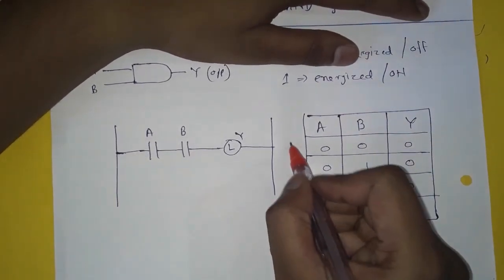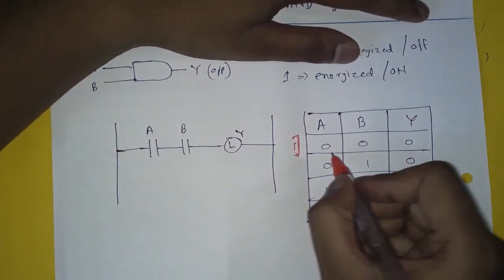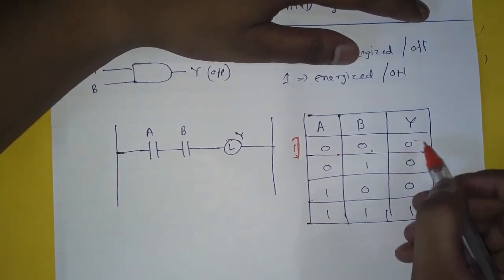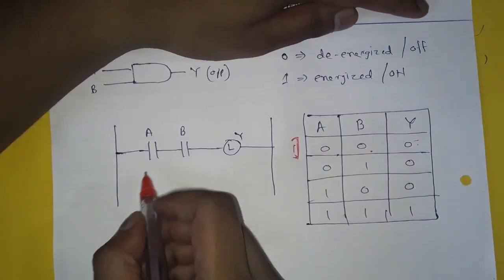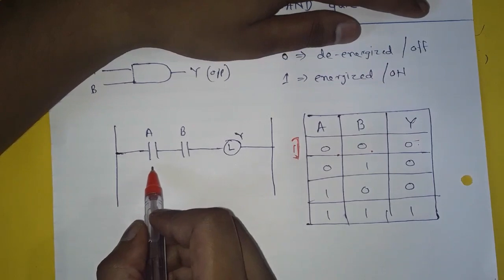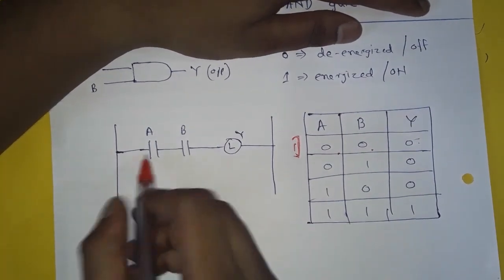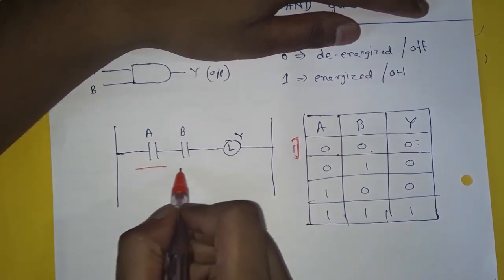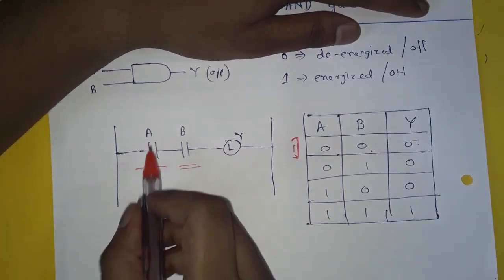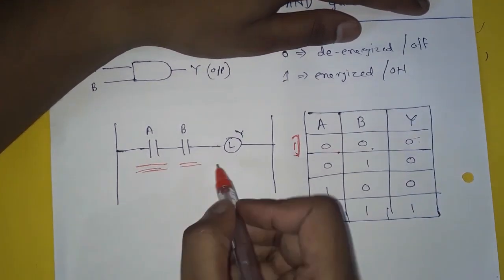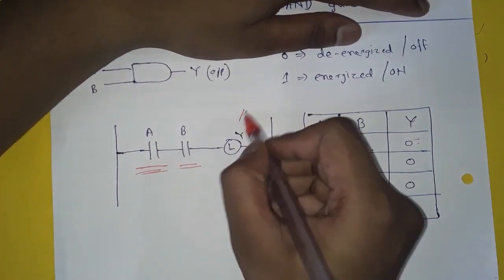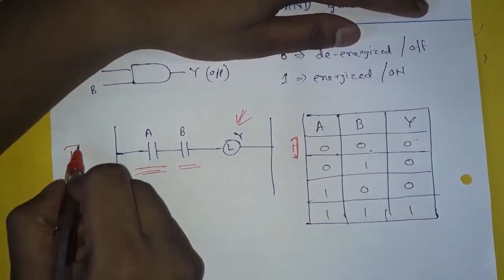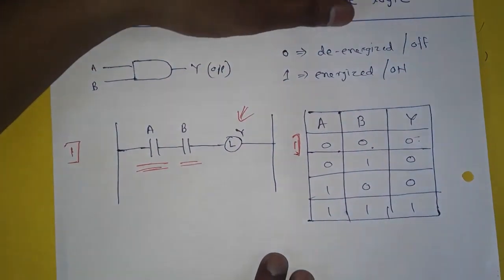Here first condition is 0 0 and output will be 0. Here 0 means no energy will pass through the switch A and switch B, so the lamp will not glow. This is our first condition.